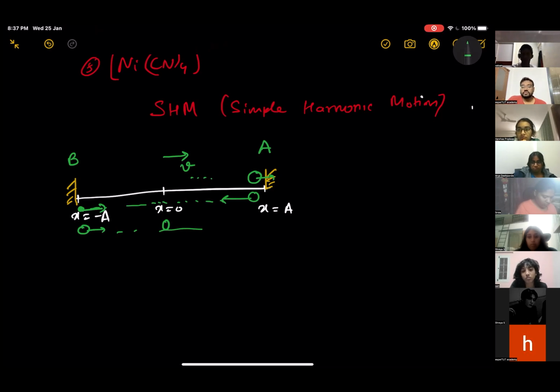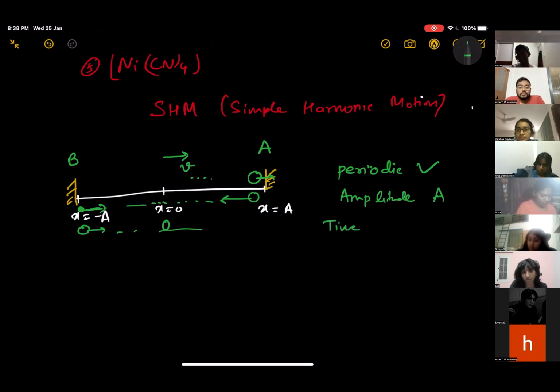Is it a periodic motion? Yes or no? Keep your mics unmuted, everyone, and speak. Is this periodic? Yes. If this is periodic, what is amplitude? A. Correct.